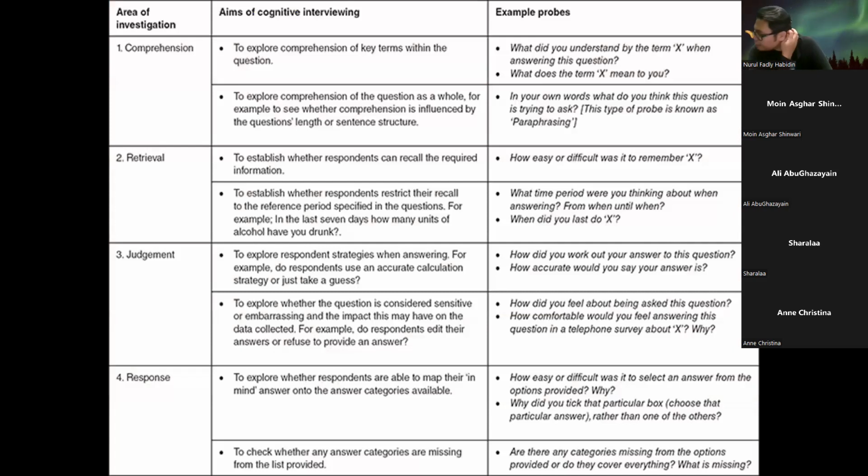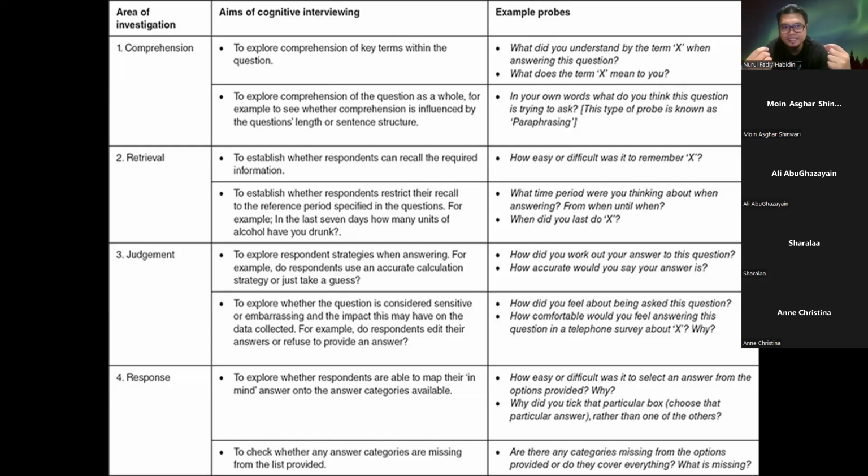Okay, this is some example. This is how you structure the questions proposed for the interview. You should know certain important keywords here. Number one is the area of investigation. From the interview, you should know what the area of investigation is, the aim of the cognitive interviews, and example prompts.